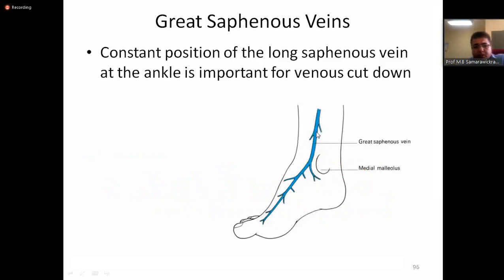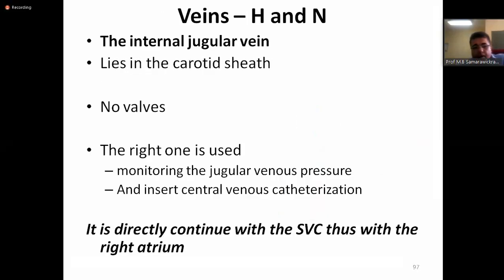And this is the constant position of the great saphenous vein where you can readily access it in an emergency for what is called a venous cut down, to access the venous system for giving some blood or any medication.